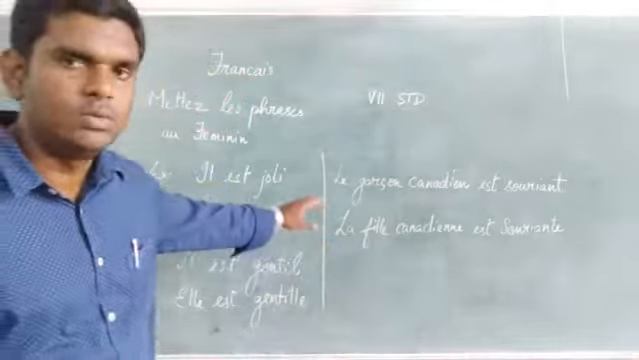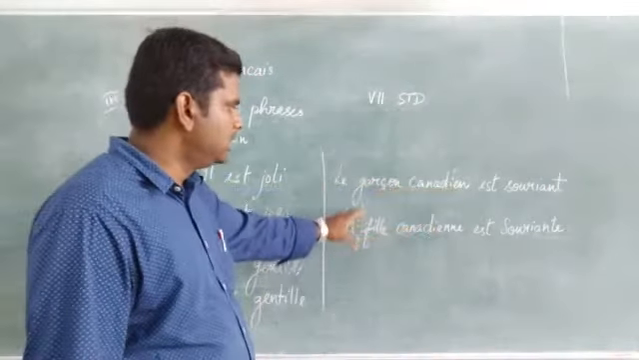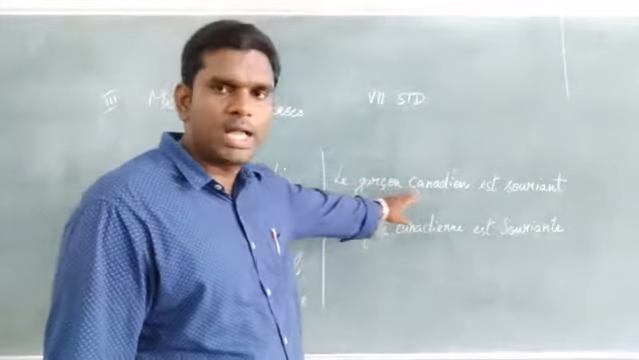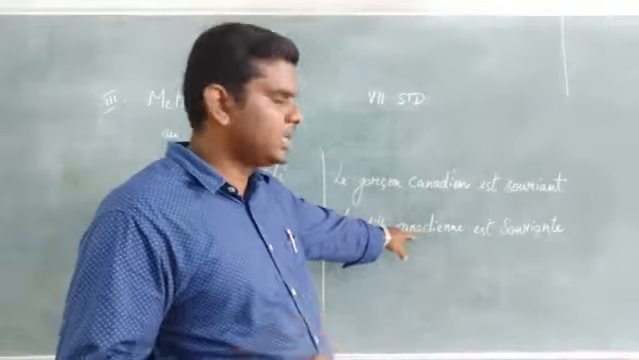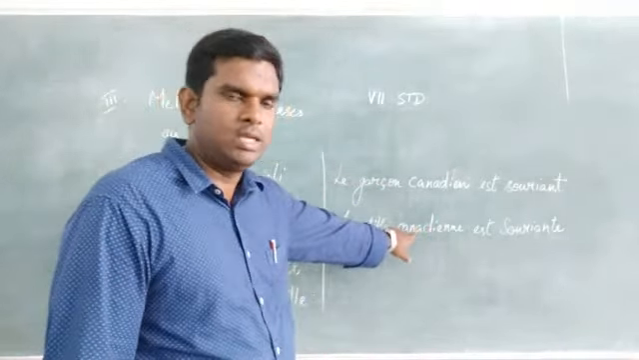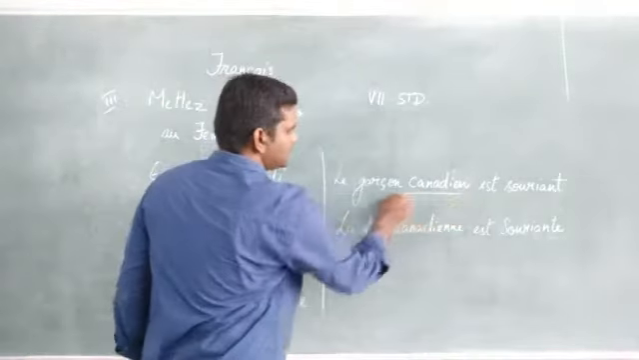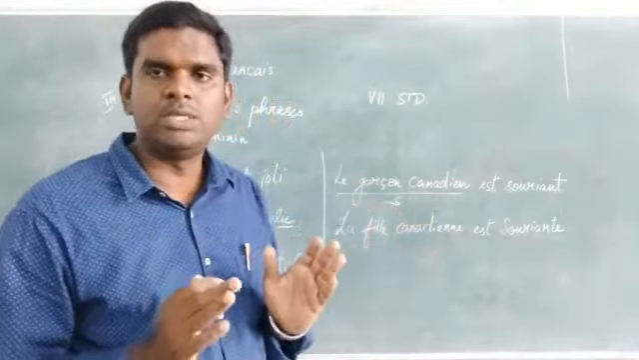Okay, let's continue. There is "le garçon canadien est souriant." The garçon will be changed into la fille. Secondly, canadien will be changed to canadienne. This is regarding the nationality, and the verb is here. So this is only just the subject.